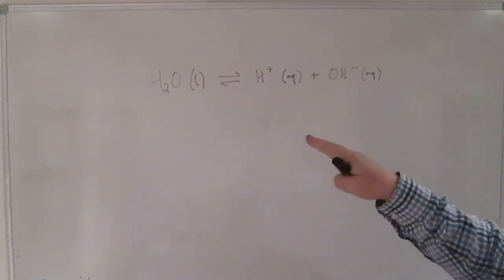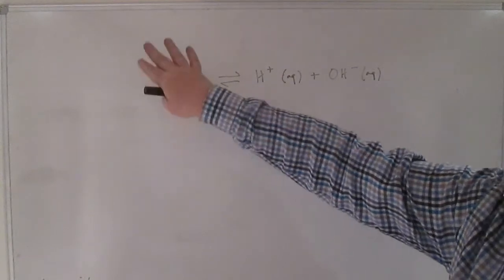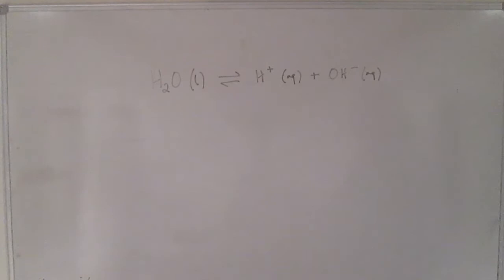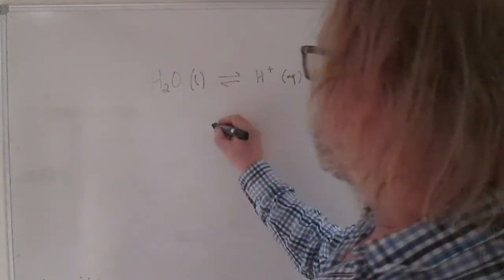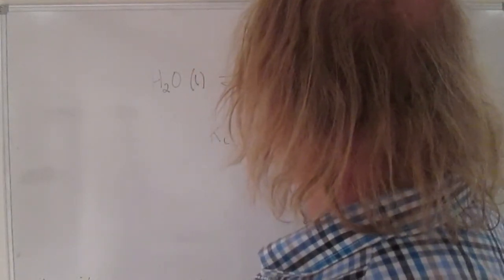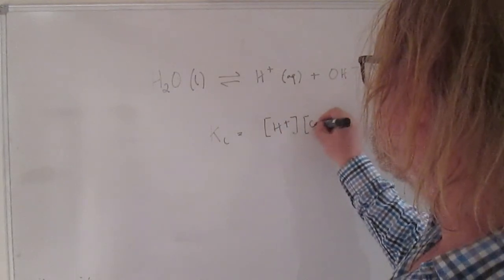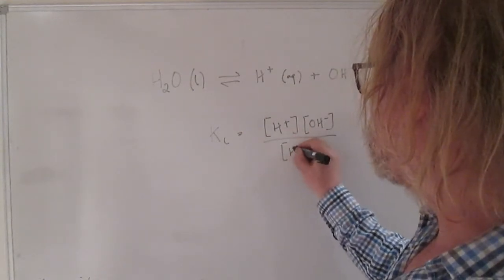So this equilibrium lies far over to the left. The overwhelming majority of water molecules are just that, but this tiny proportion of them break up into ions. So if we think about that, it's an equilibrium, so we could write a Kc down, an equilibrium constant, which, following the normal rules, would just be H+ times OH- divided by the concentration of H2O.